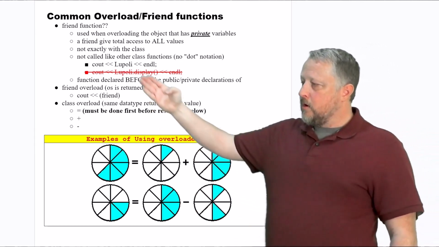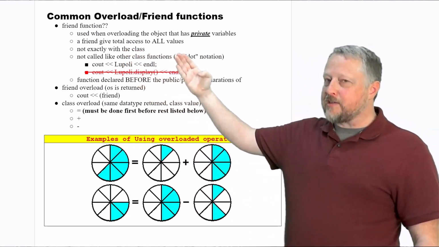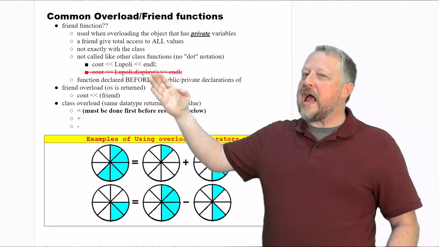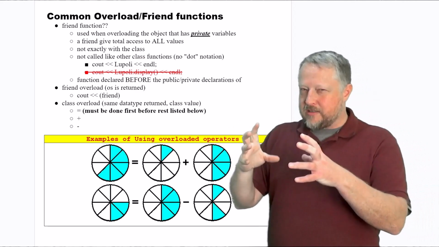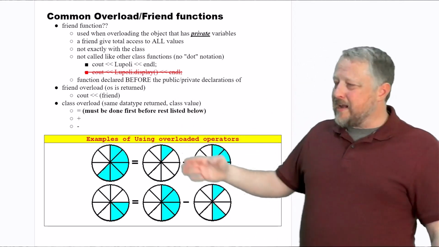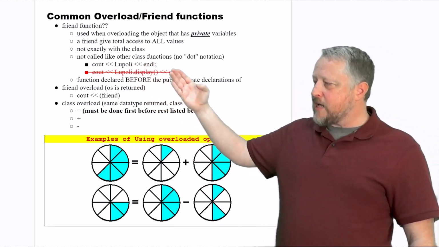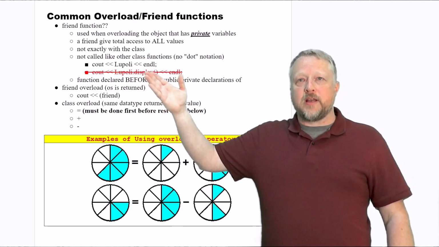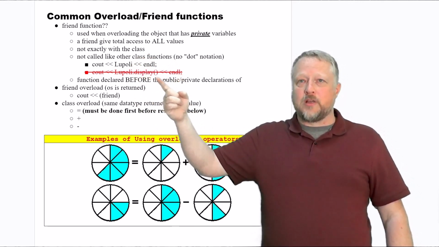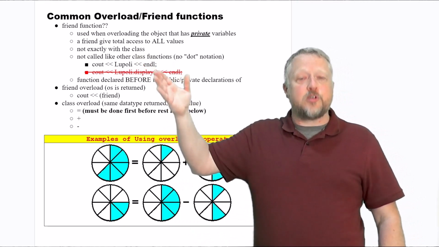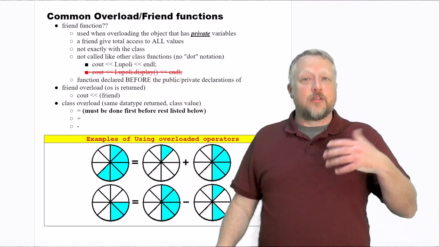Now, a friend can get total access to all the values. It's associated with the class, but not a part of the class, and that's a friend. And it's not called like other class functions. There's going to be no dot notation to it. So you have cout, Lupoli, and endl. You don't have to do the Lupoli.display function or anything else like that. It'll actually know what you want to do eventually when we finish out the function.